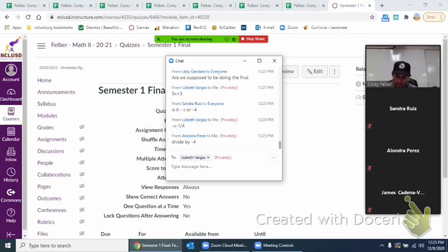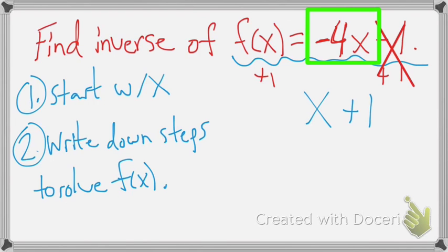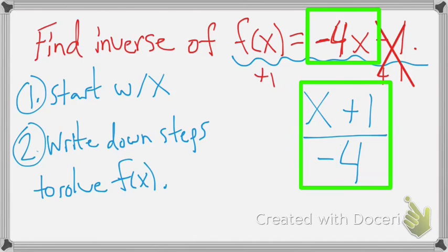Divide by it. Yep. So that means for our inverse, x would be by itself. Our last step here is we'd have to divide this by negative 4, and that would be our answer. So these two things would be inverses.